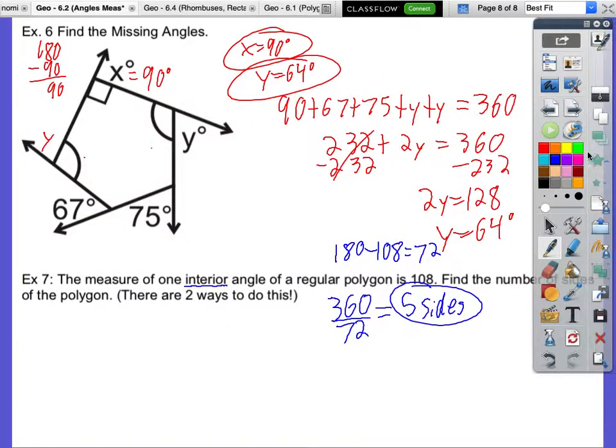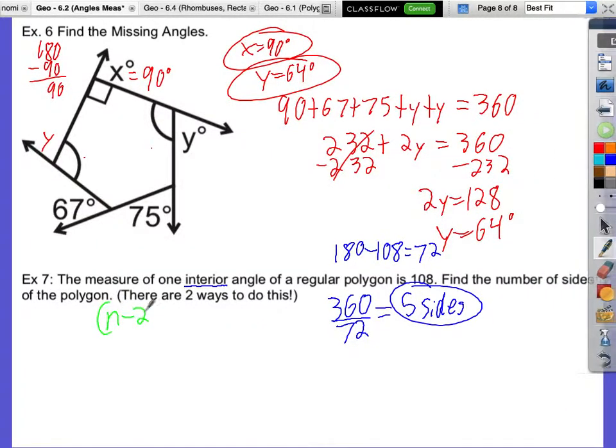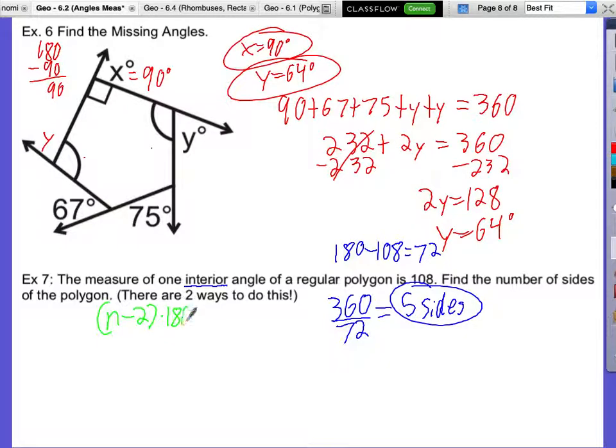Our other way, the long way, if we don't remember this, would be to say n minus 2 times 180 is equal to what for a polygon? The sum of the what kind of angles? The sum of the interior angles.